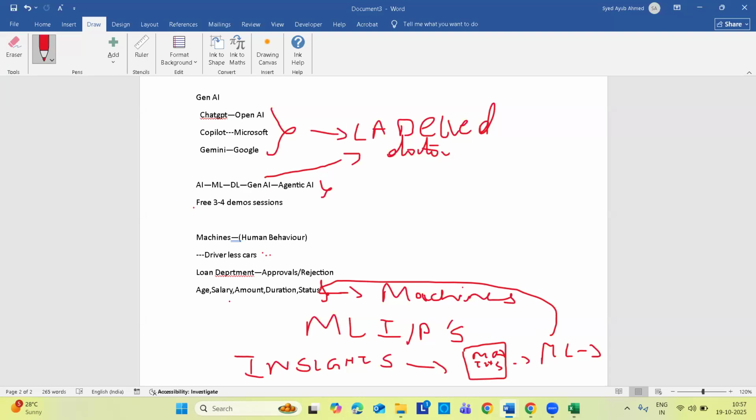So this is also inspired by the human brain only. Inspired by the human brain only, even your machine learning as well. Okay, clear? We'll take this one.